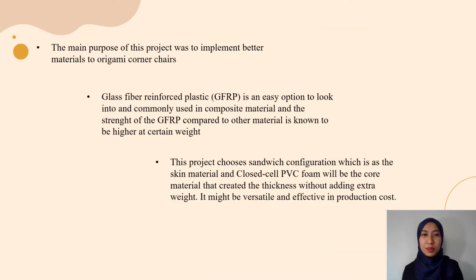So the main purpose of this project was to implement a better material for the origami corner chair, which is glass fiber reinforced plastic (GFRP), an easy option to look into and commonly used in composite material, and the strength of GFRP compared to other material is known to be higher at a certain weight. So this project chose a sandwich configuration, with GFRP as the skin material, and closed cell PVC foam as the core material that creates the thickness without adding extra weight. It might be versatile and effective in production costs.